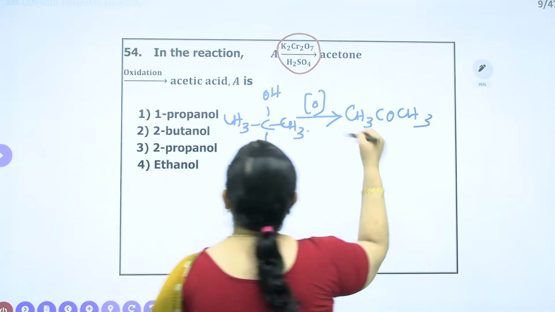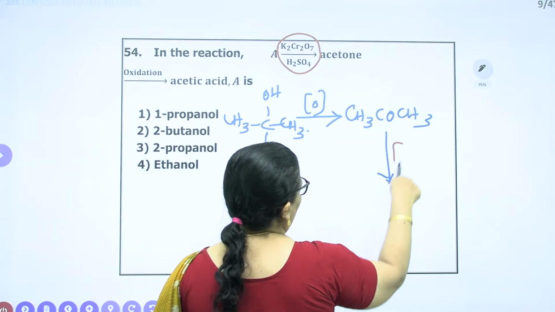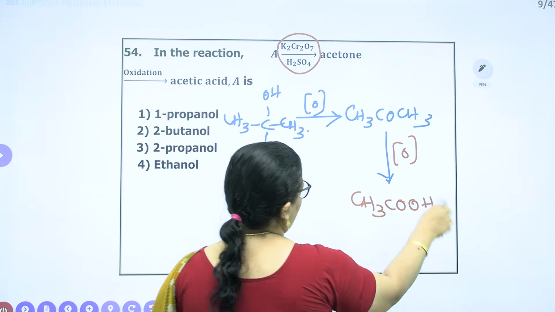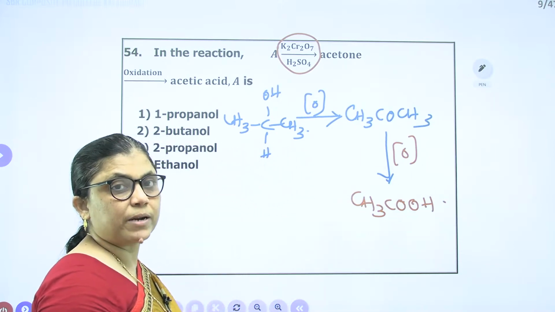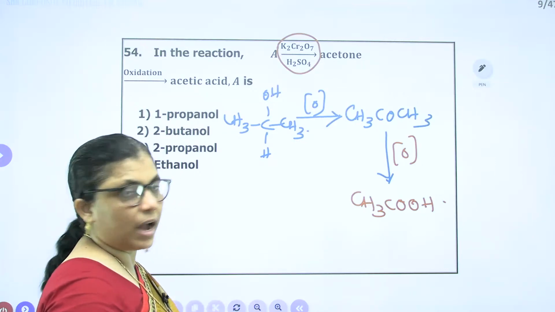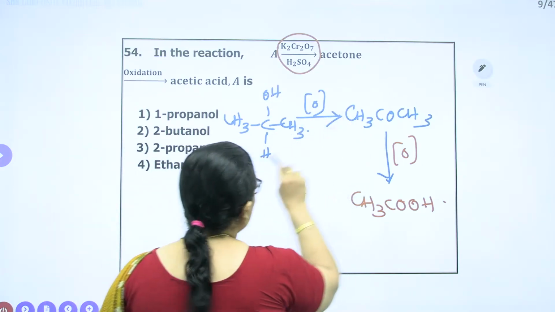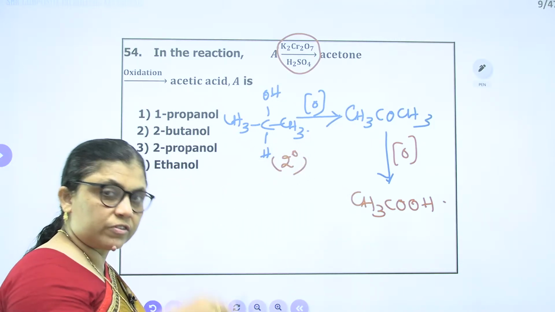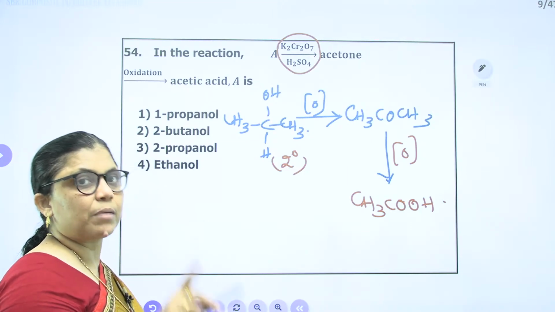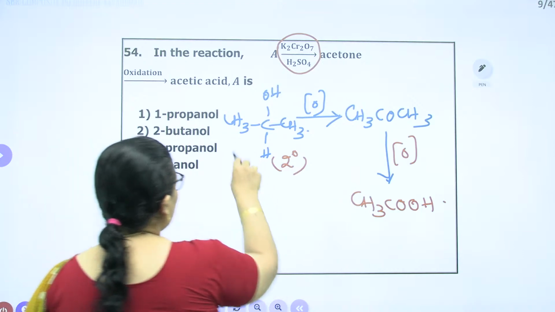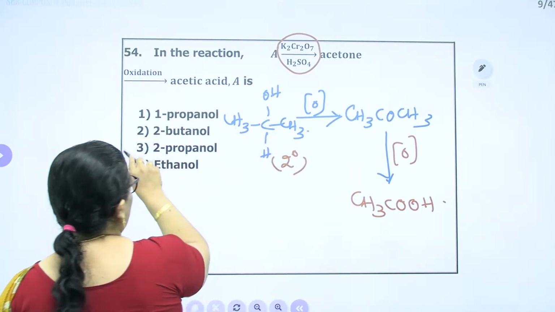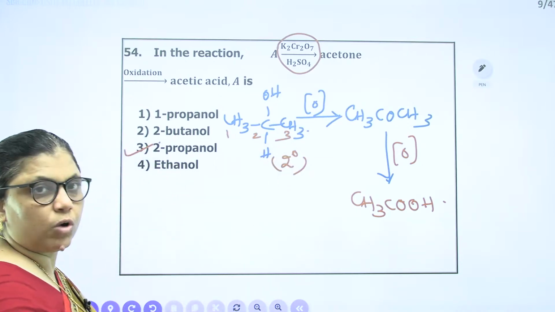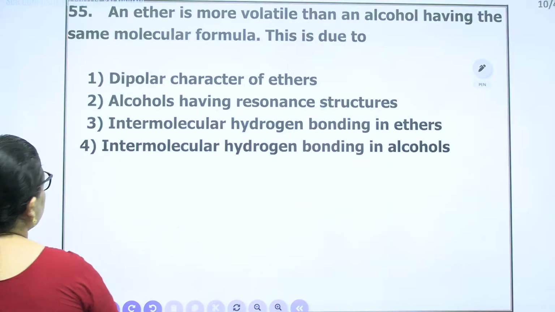This acetone on further oxidation produces acetic acid, with 1 carbon atom less. That means alcohol to ketone, so this alcohol must be a secondary alcohol. Secondary alcohol oxidizes to ketone, and ketone oxidizes to carboxylic acid, but with a carbon atom less. So what is the name of this one? Propan-2-ol, with carbon numbers 1, 2, and 3. Therefore, the correct option is the third option, propan-2-ol.